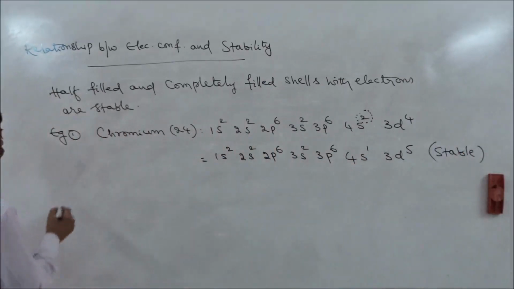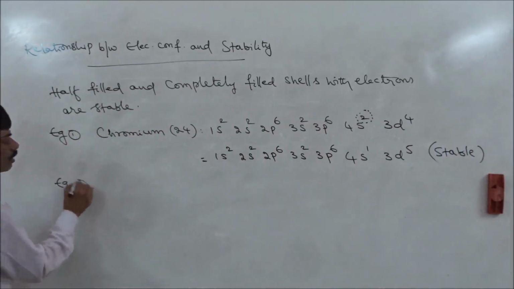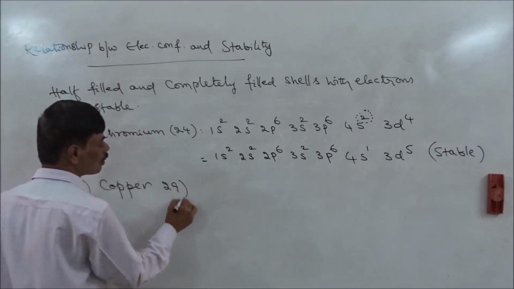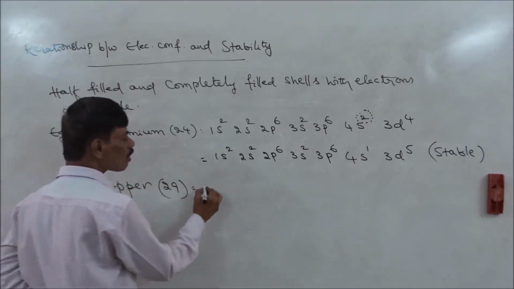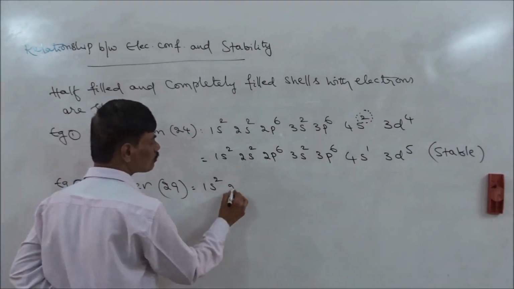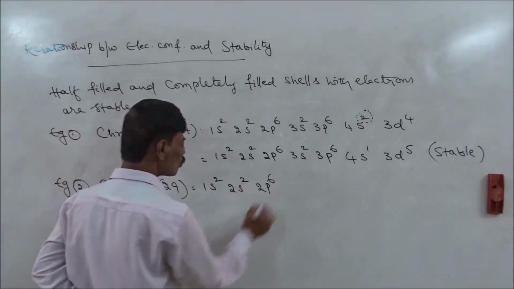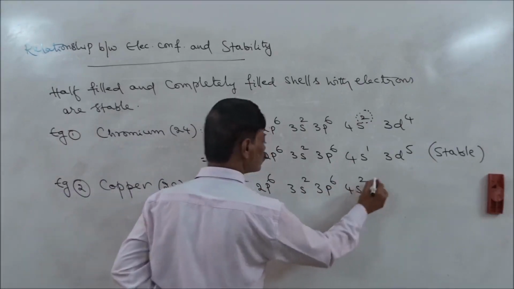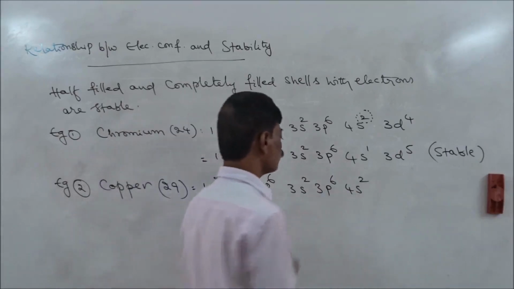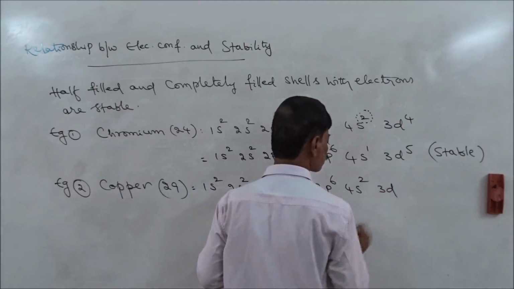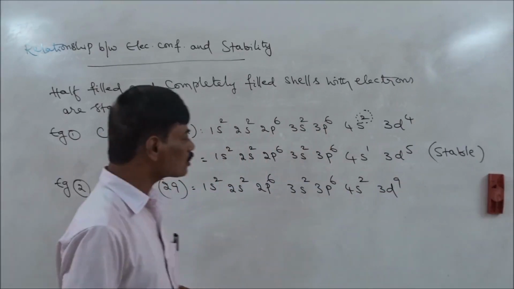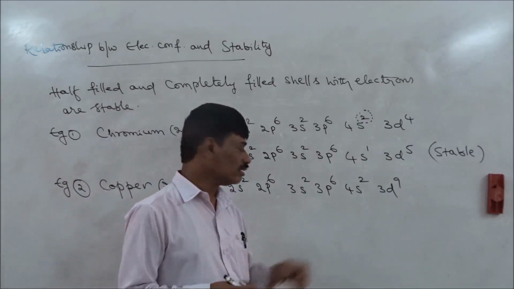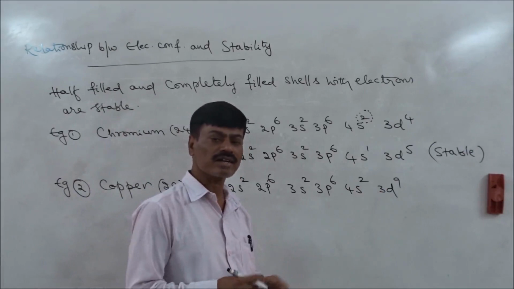Now we will move to one more example. With that, this chapter will be closed. That is copper. Atomic number of copper is 29 and electronic configuration 1s2, 2s2, 2p6, 3s2, 3p6, 4s2, and then 3d9. So this shows the outermost subshell 3d is neither fully filled nor exactly half filled.